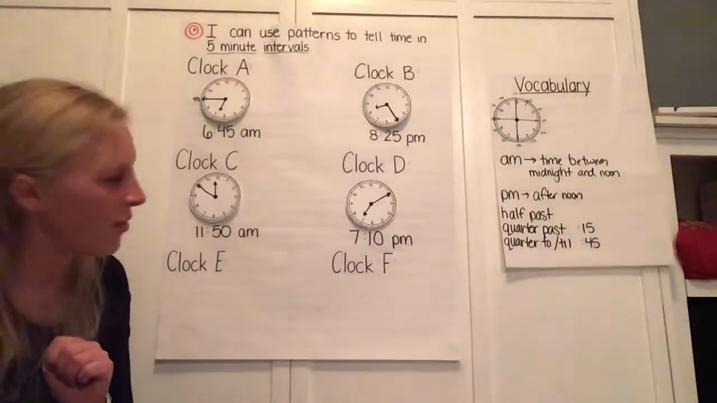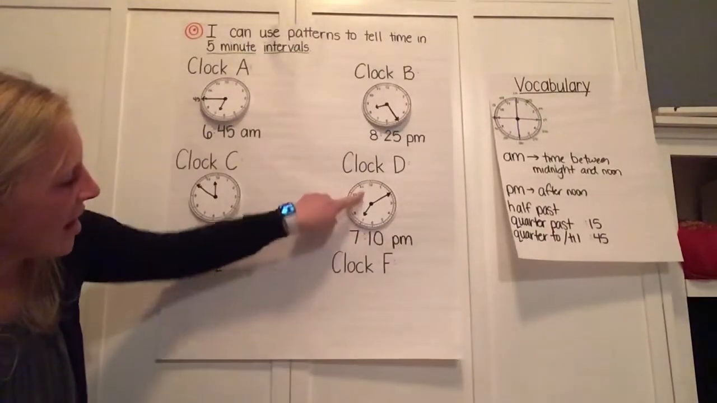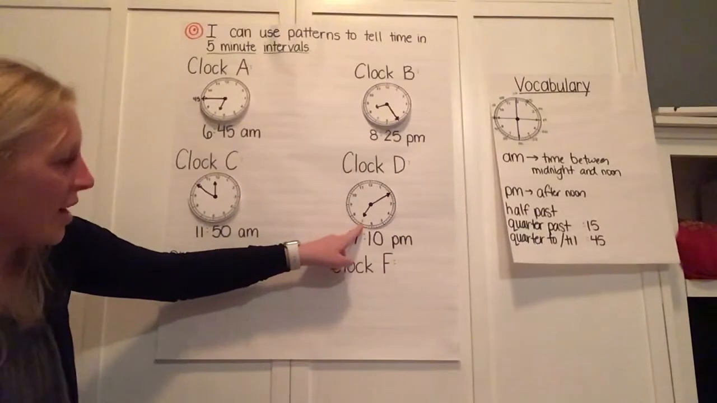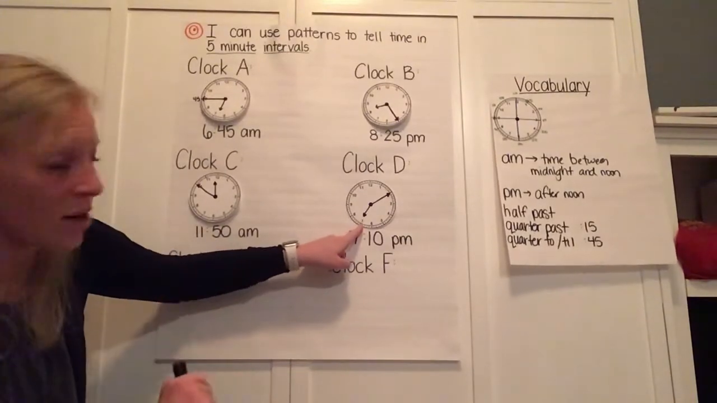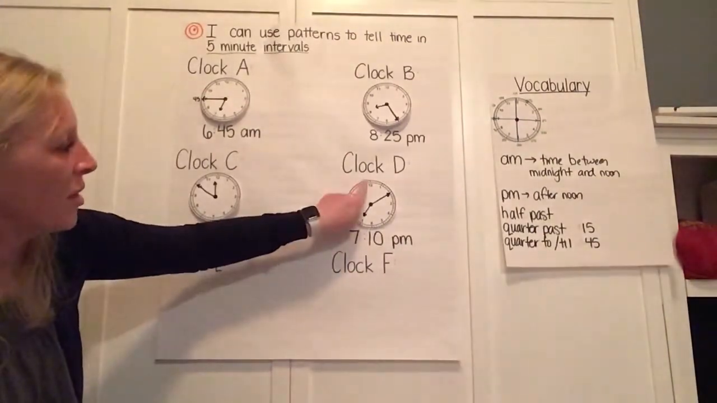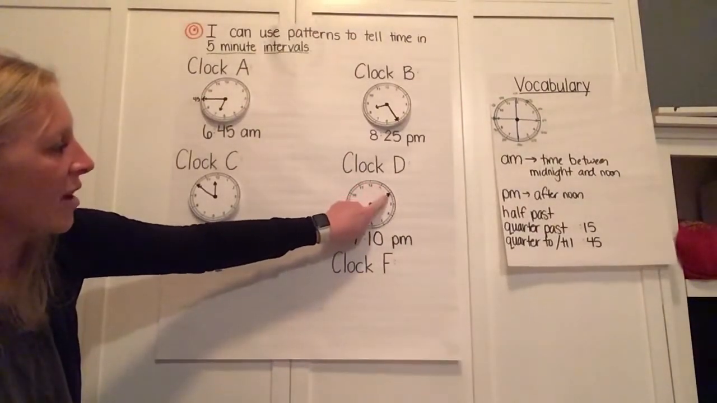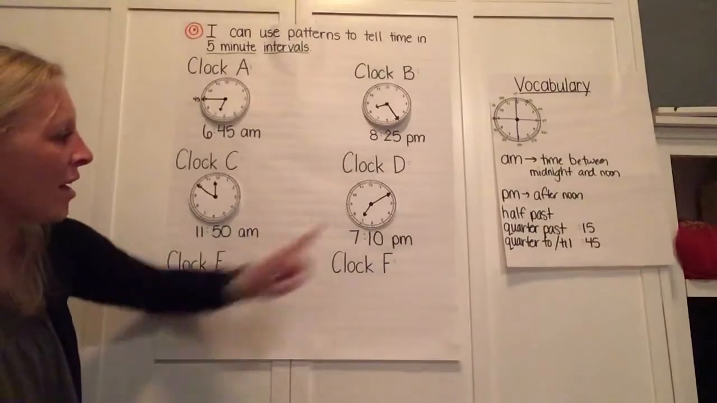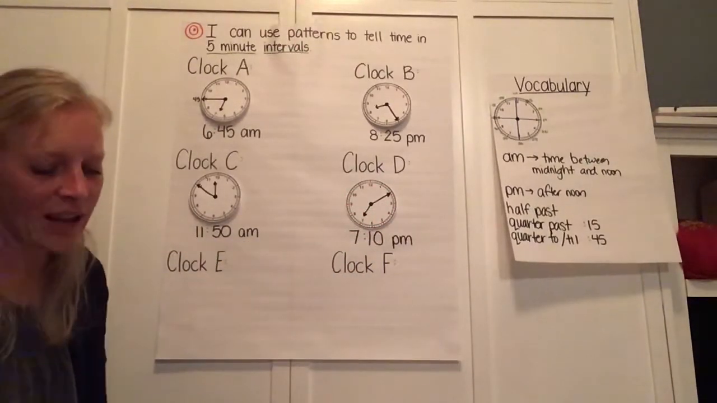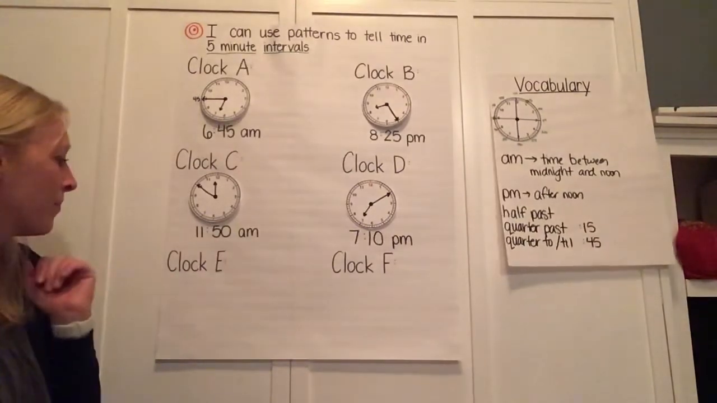But most importantly, when we look at that clock, the hour is a 7 because it is past the 7, but it's not far past the 7. So it's not 7 o'clock, but it is 7:10, 5:10. There's that pattern. We can always predict what time it's going to be based on our counting by 5 pattern.